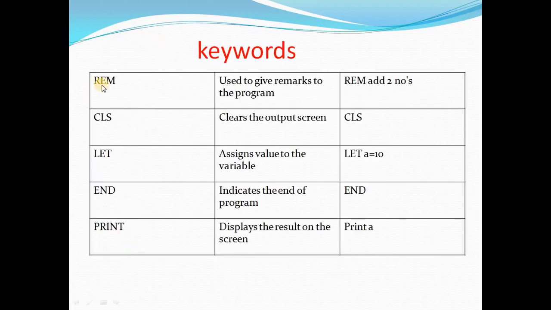If you use REM, what does this mean? This is used to give remarks to the program. If I write a program to add two numbers, then I will write REM, space, add two numbers. Like this we have to write. We have to use REM. Next comes CLS. What does CLS mean? It clears the output screen. Before writing a program, the first line should be CLS. It will clear the previous output.